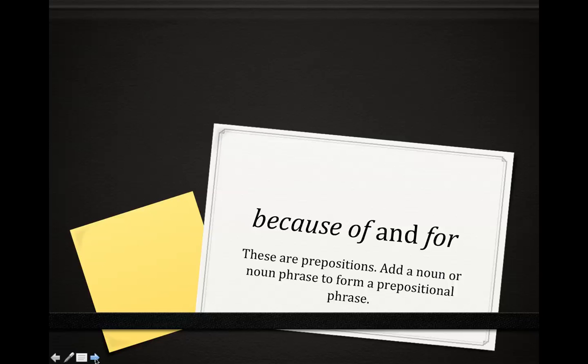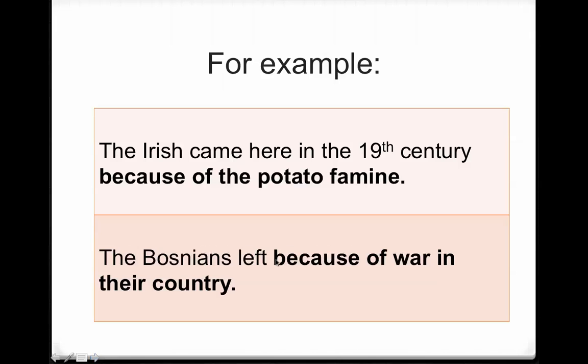The second thing we're going to talk about is using a prepositional phrase to express the same kind of idea. And there are two prepositional phrases we're going to talk about, because of and for. And it's confusing because, of course, because is a subordinator that's used to introduce an adverb clause. However, the two words because of are different. Because of is a preposition, and you follow it with a noun or a noun phrase. And here are some examples. The Irish came here in the 19th century because of the potato famine. This is a preposition, and there's a noun phrase. The Bosnians left because of war in their country. This is a preposition, and there's a noun.